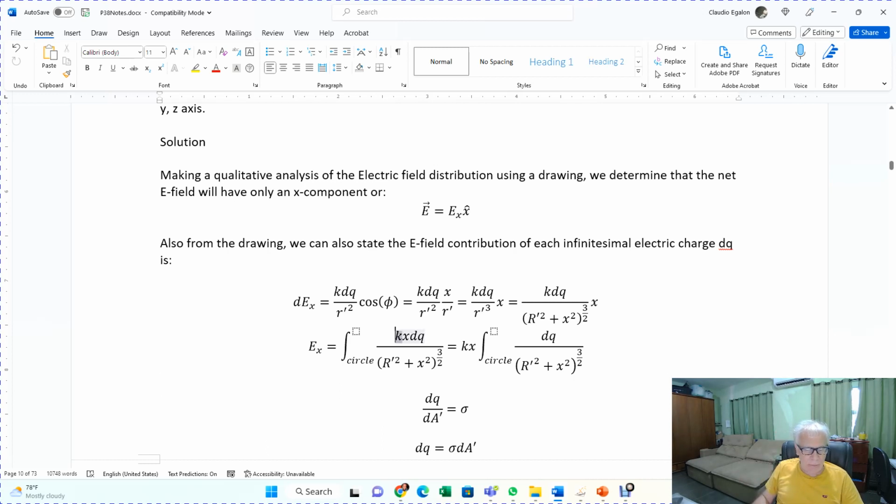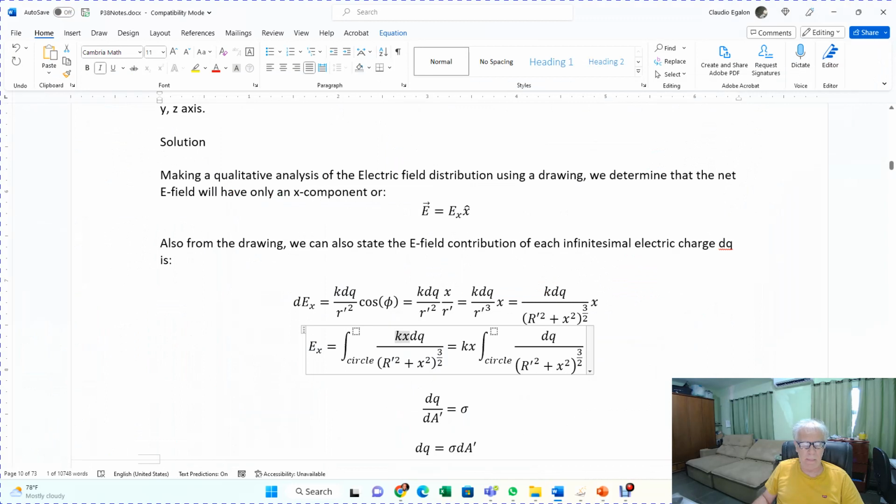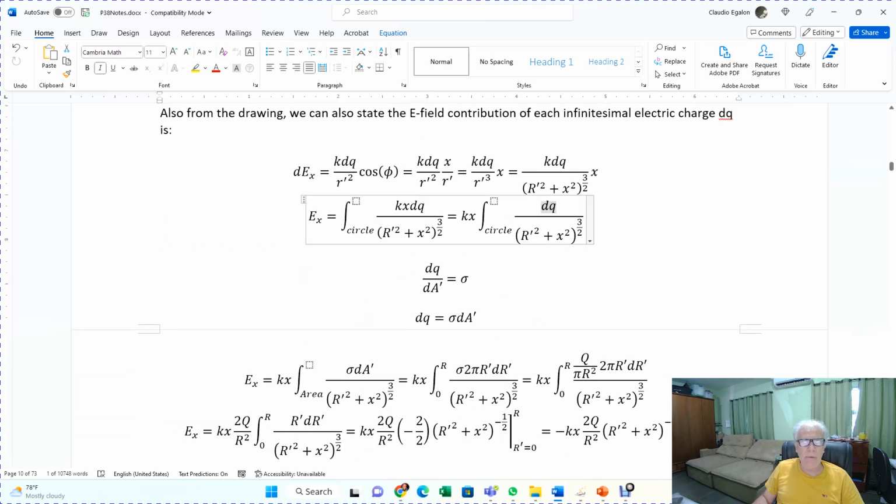The k and x are constants in this problem. Okay, x right here is not varying, and we can take it out from the integral. dq stays here, and now we use the value of the surface charge density. dq ends up equal to sigma dA.